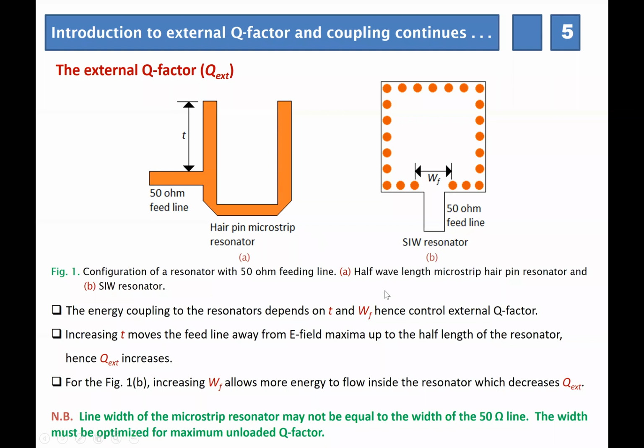So that is the first task to implement one filter. We have to optimize one resonator for minimum loss. Then we have to find out the proper external quality factor and how we can tune that. We have to grow that idea.